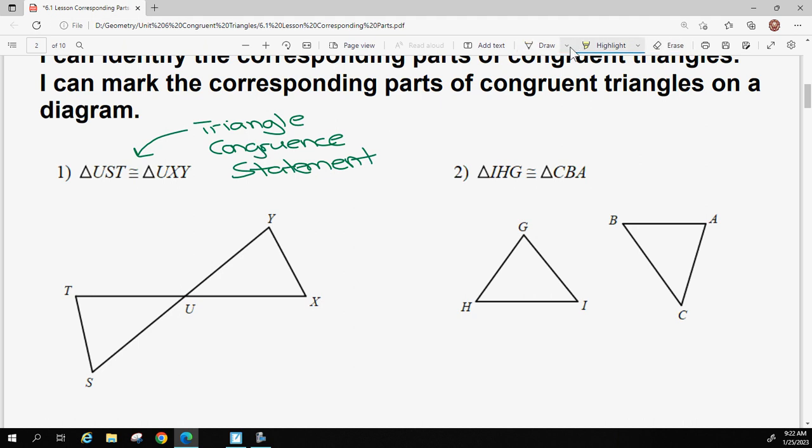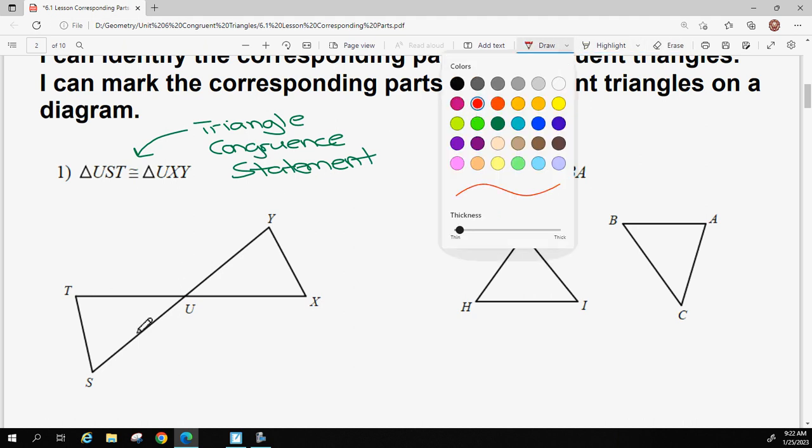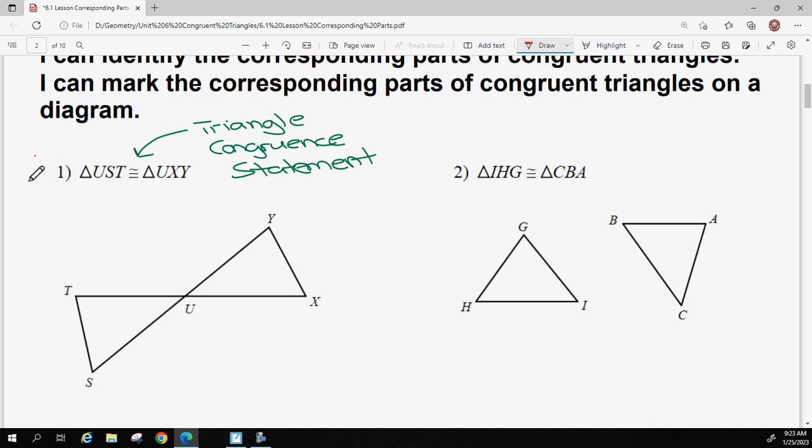And when we have two congruent triangles, every piece, angle or side, and when I talk about pieces of a triangle, I'm talking about the angles or the sides. Every piece in this triangle UST is going to have a piece in this triangle UXY that it matches up with. It corresponds. So correspond means matching. When I say corresponding, I mean matching. And when we look at the names of these triangles, they're named very intentionally because the matching pieces are named in the same order from one triangle to the next.